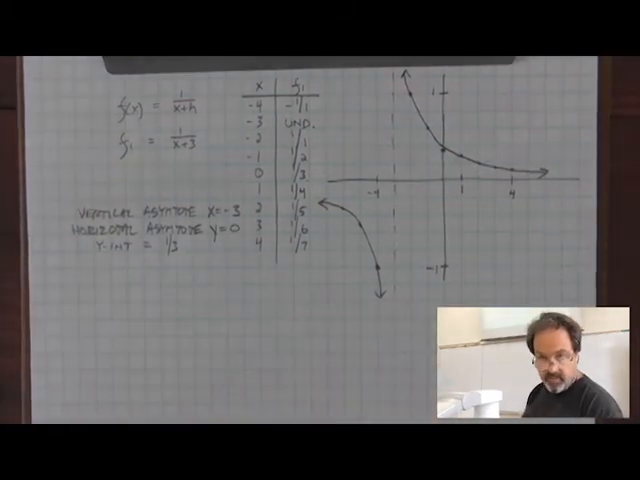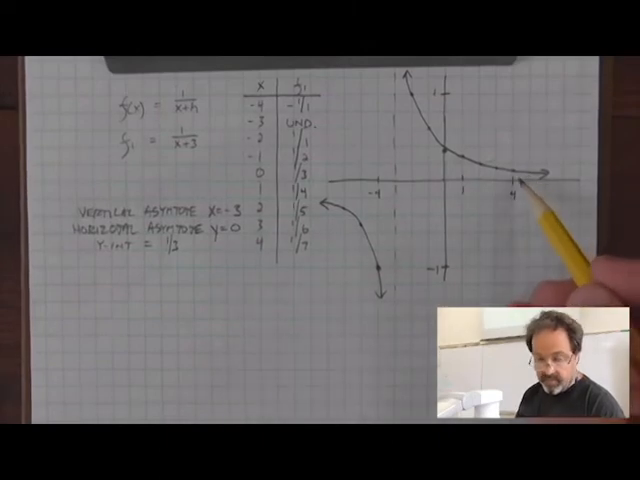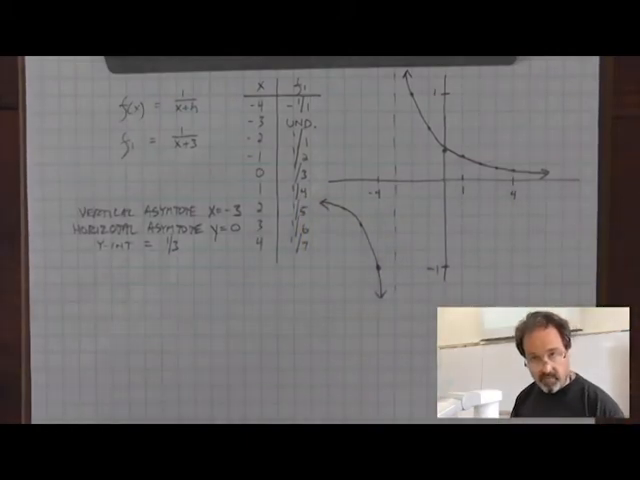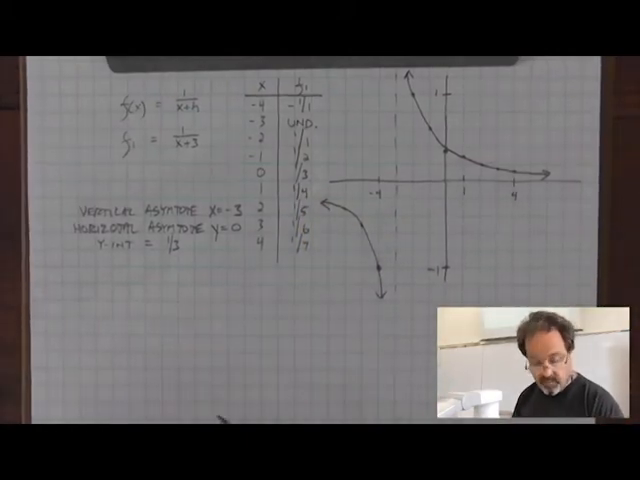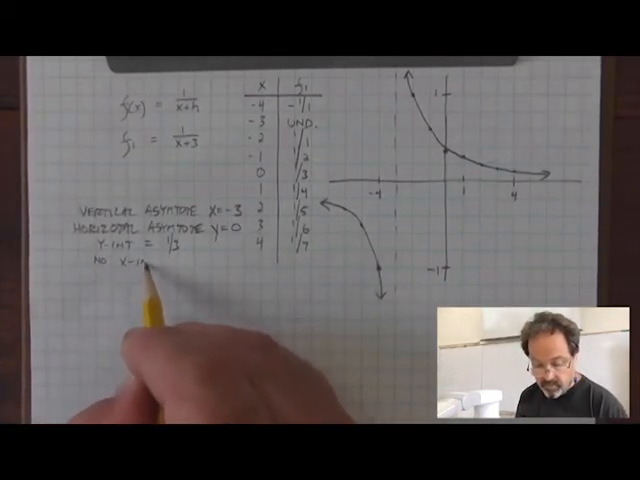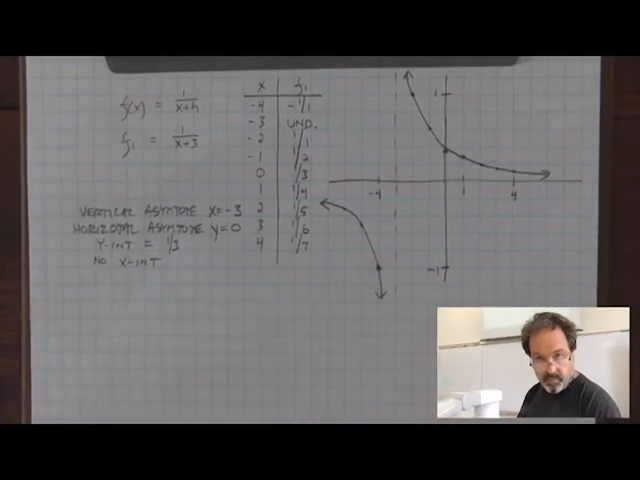What about an x-intercept? Where does this cross the x-axis? It doesn't. The x-axis is an asymptote. It's a place in the graph that the graph is approaching but doesn't reach. So we could say that it has no x-intercept as an attribute of this function.